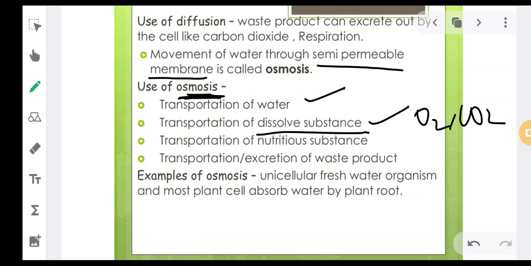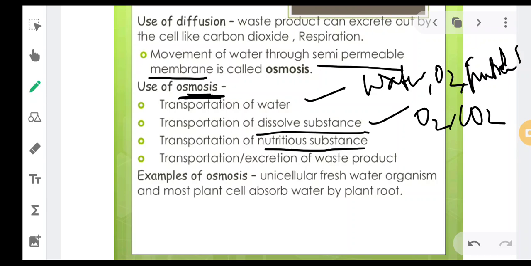It is also essential for transportation of nutrients. We take various types of nutrients like carbohydrates, proteins, and fats in our food. To get energy, these food nutrients have to be transported to each and every cell, which provides energy to the cell. If there is no energy, the cell won't function. If there is no water, the cell won't function. If there is no oxygen, the cell can't function. So these three things are very essential for the functioning of the cell: water, oxygen, and nutrients.